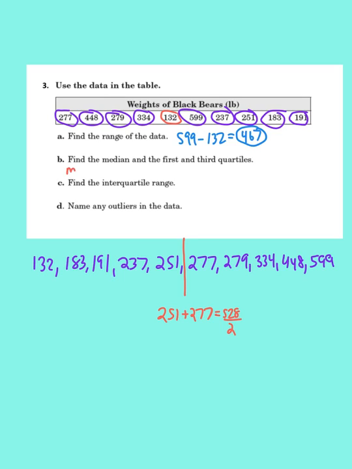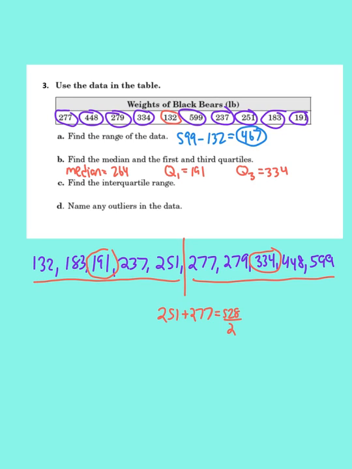So the median equals 264. Now the first and third quartile. The first quartile is going to be the middle of the lower half of the numbers, which is 191. So Q1 is 191, and the third quartile is going to be the middle of the upper half of numbers, which is 334. So Q3 equals 334.